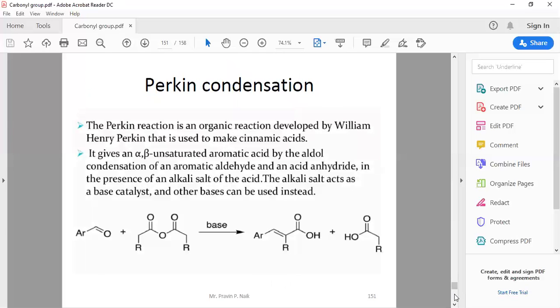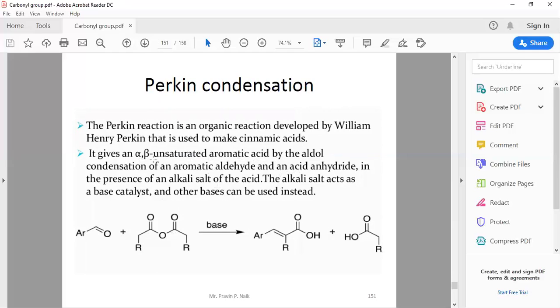Then the last reaction here in this carbonyl group topic is the Perkin condensation. Perkin condensation is basically used for the synthesis of cinnamic acid. It gives an alpha beta unsaturated aromatic acid by the aldol condensation of an aromatic aldehyde, so you can see here this is the aromatic aldehyde, and an acid anhydride. So this is the acid anhydride.